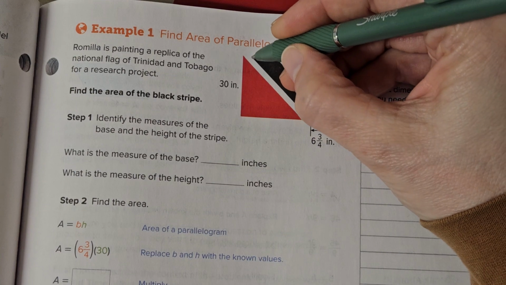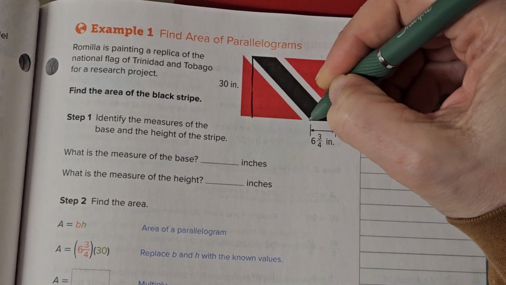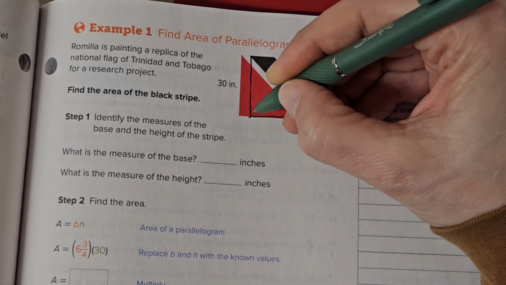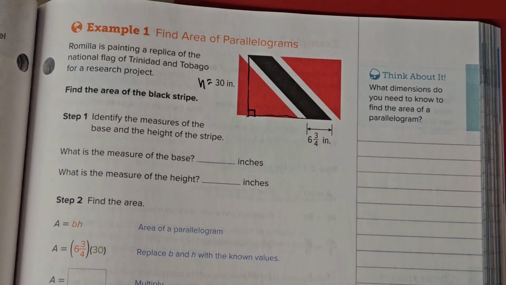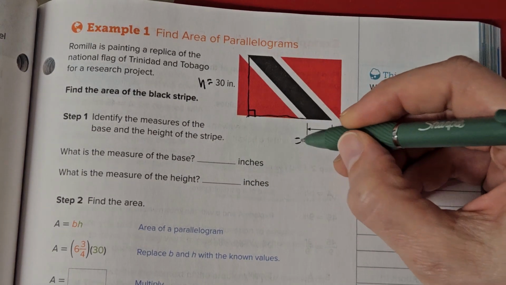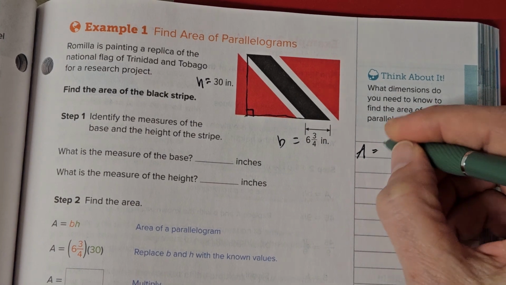And if we were to draw a line straight down from that vertex where it would meet the base, if the base were continued out, that'd be 90 degrees. So this is our height, and that makes this our base. And the area of a parallelogram is equal to base times height.